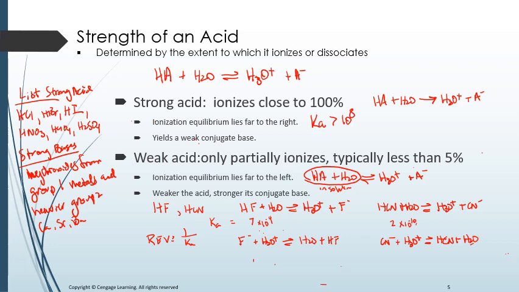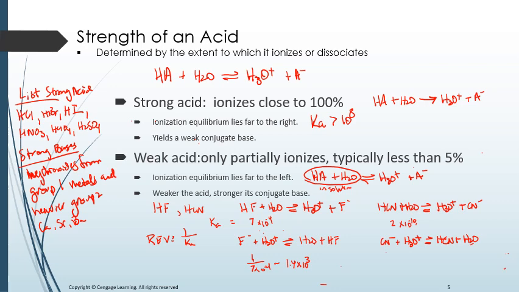If we do 1 over the Ka, 1 over 7 times 10 to the minus 4th, that's going to be approximately somewhere around 1.4 times 10 to the 3rd. So notice how much larger that is, 1400 compared to the 0.0007. So we know that the F- is going to do a much better job of accepting a proton because its K value for that direction is much larger than the original forward direction where the F- is a product.